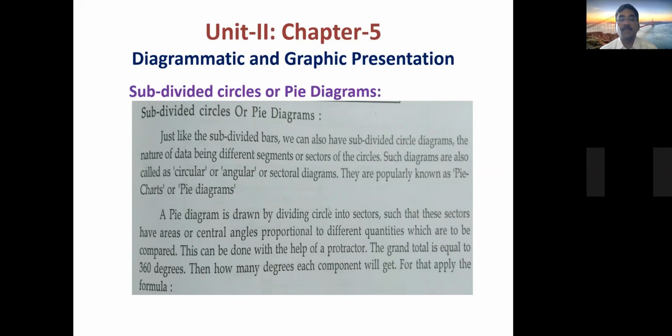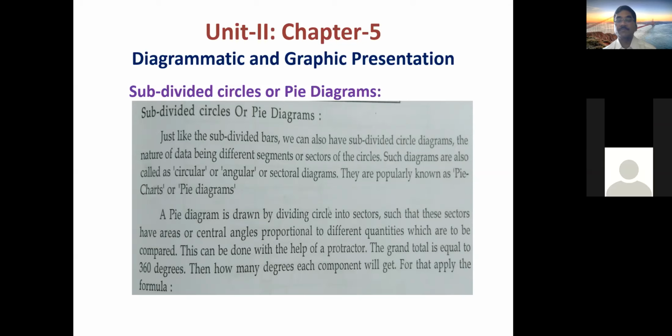So that is why we divide the circle into sectors such that these sectors have areas or central angles, as I told you a few minutes back, proportional to different quantities. Different quantities means all the segments in the circle will not be the same. Some may be more, some may be less. So you can compare from one section to another section. In the pie chart, the different sections can be compared.